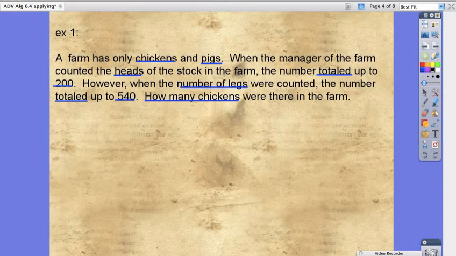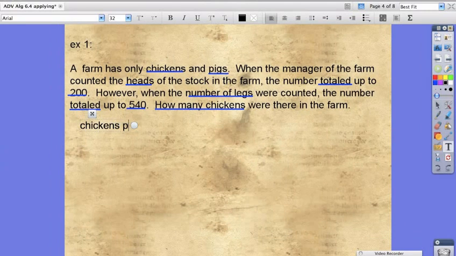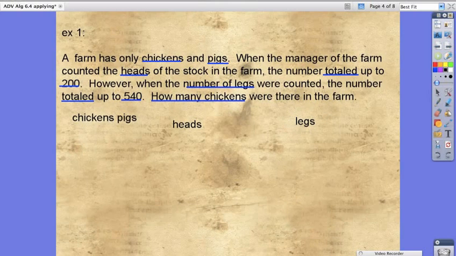So if we look at what we have so far, it mentions chickens and pigs, okay? It also mentions heads, and it also mentions legs. So when we're talking about the heads, it mentions totaled and 200. So it gives us a number, and it says total. Totaled means we add a bunch of stuff up, or we work with an equation, and it's equal to 200.